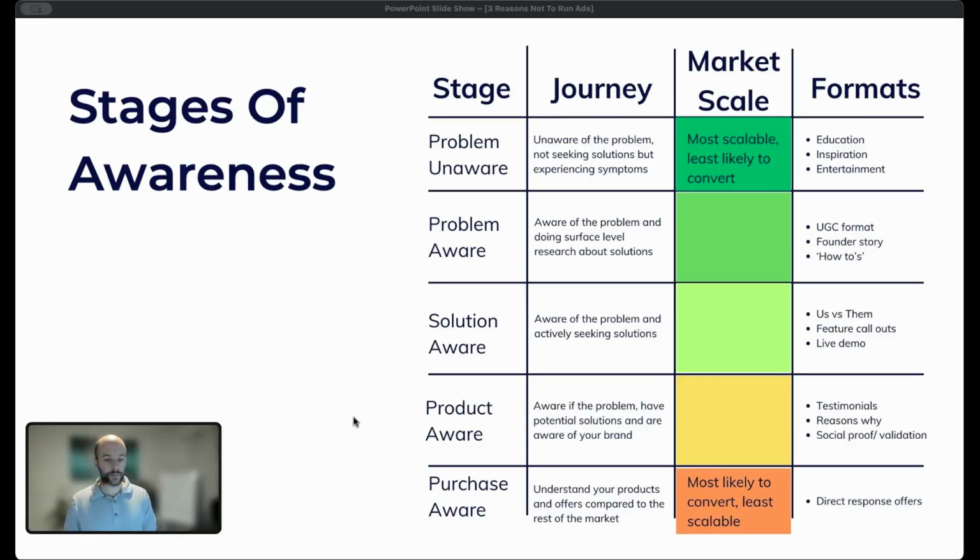Now the last step is purchase aware. So these are people that know they want to buy from you, they know that you're good, they value your brand, they just haven't seen an offer that suits them yet. Maybe it's a pricing thing or timing thing or whatever. So for them, we just need to be direct and hopefully put an offer in front of them that matches what they want.